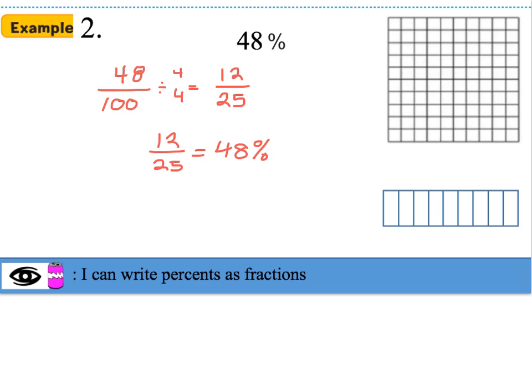Now let's see what 48% looks like in our grid that has 100 boxes. So in the grid I've colored 48 boxes because that's 48 out of 100. So that is what 48% looks like visually in a diagram. So now let's look at what 48% would look like in a tape diagram.